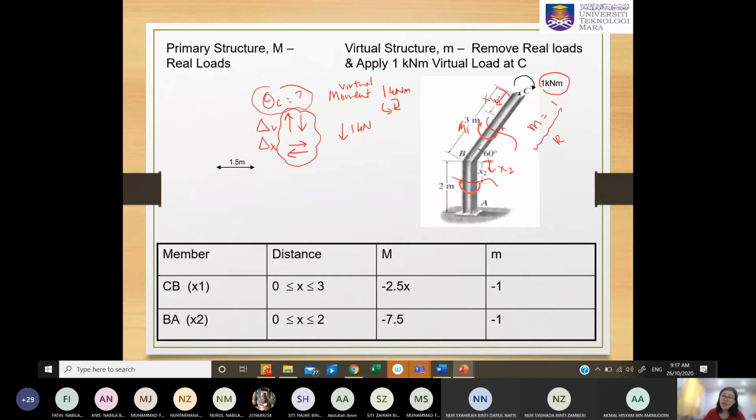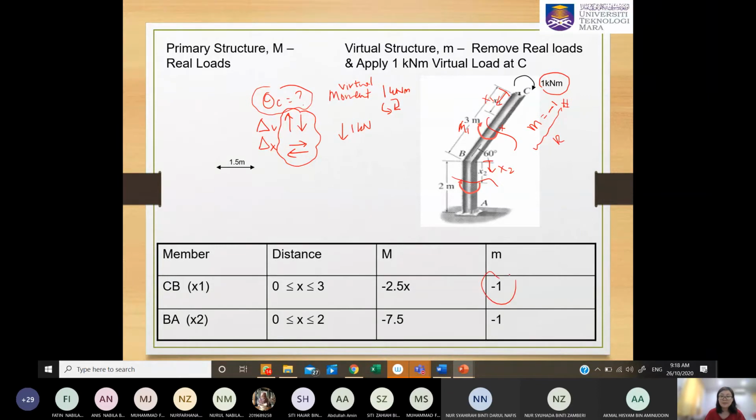And then I will check the sign, whether it is positive or negative. My tip is, if it is same direction, it is negative. If it is opposite direction, it will be positive. So now I get my answer. My small m is -1.